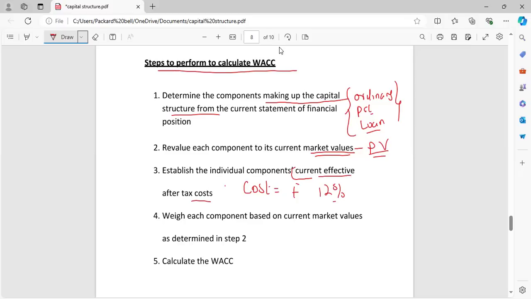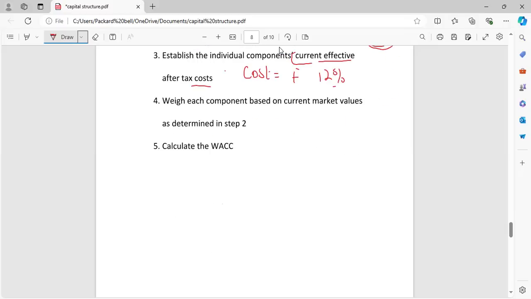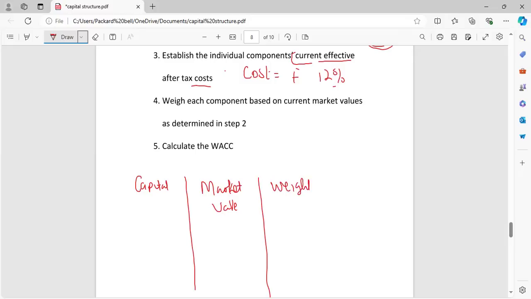So in your question, when you are calculating the weighted average cost of capital, you determine the components that make up the capital structure. Then you convert them to present value. When you convert them to present value, you are done with the market value. Remember, the capital structure will be like this. We have our capital, then we have our market value, then we'll have our weight, then cost of capital, then we'll have our weighted average cost of capital. This is how it should look.